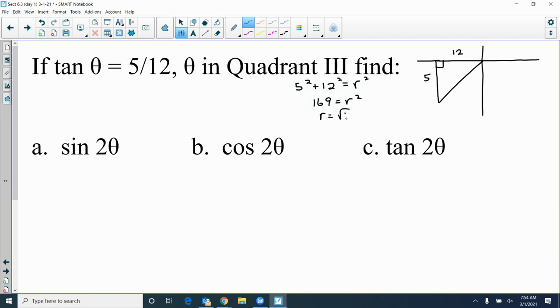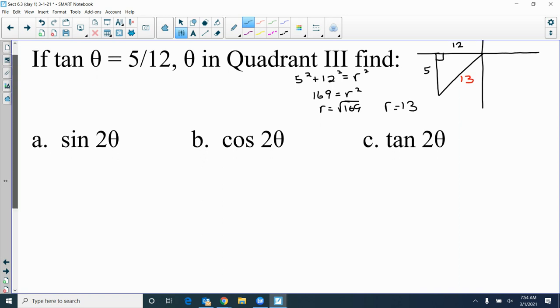R equals square root of 169, but make sure that you test it to see if it comes out to be a whole number. We don't want to use that if it's going to be a whole number. What's the square root of 169? 13. So it's 13. So that's 13.